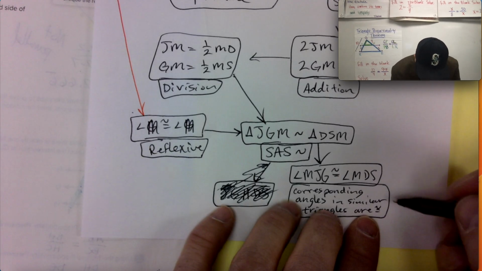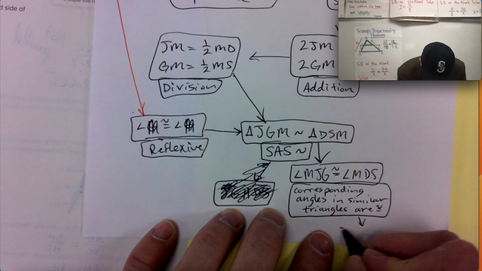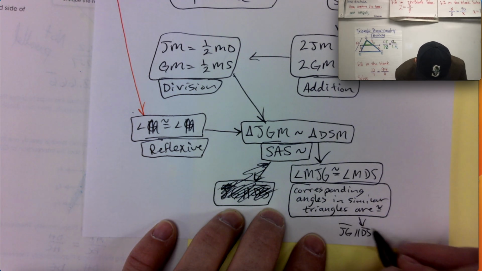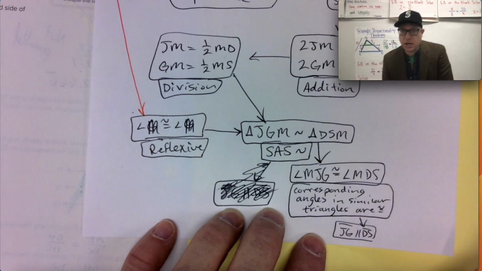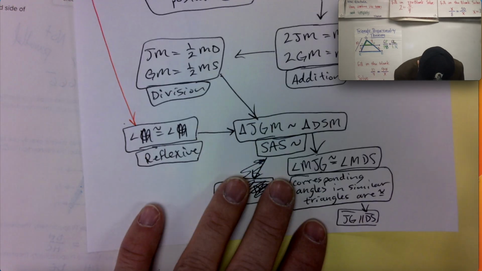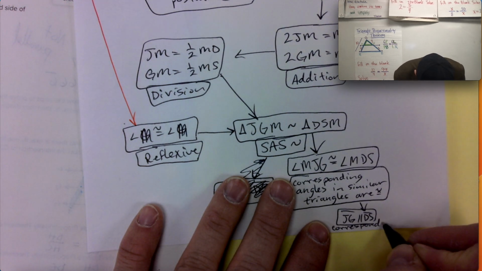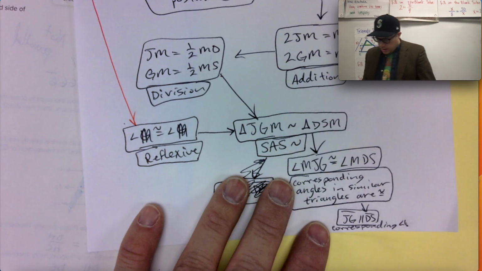Which then tells us, okay, now I'm ready to say it. JG is parallel to DS. And the reason for this is corresponding angles are congruent. Corresponding angles.